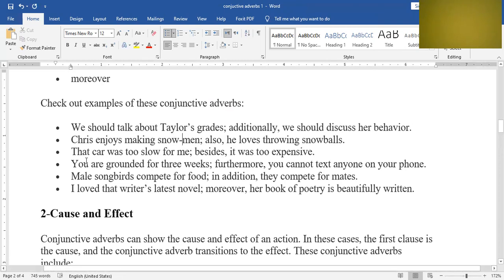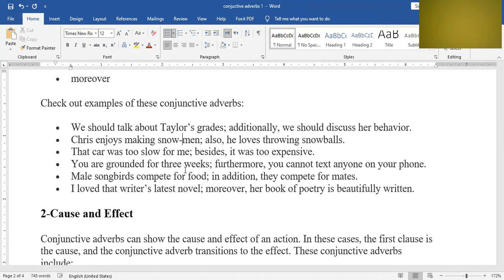Okay. That car was too slow for me. Besides, it is too expensive. Adding to its being too slow, it is too expensive. You are grounded for 3 weeks. It means you are imprisoned or prevented from meeting people for 3 weeks. Furthermore, you cannot text anyone on your phone.